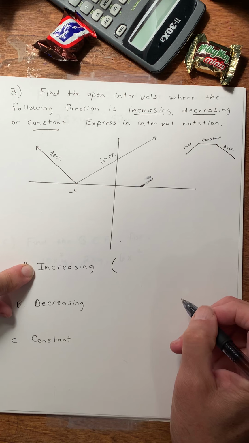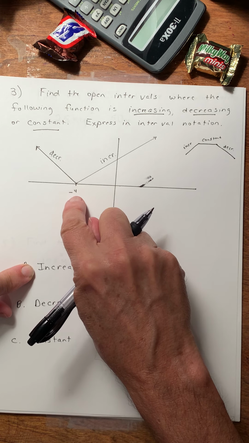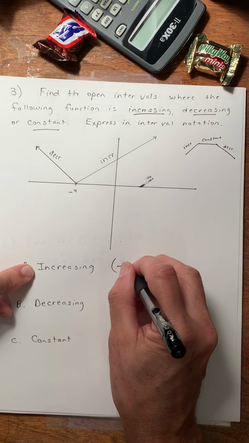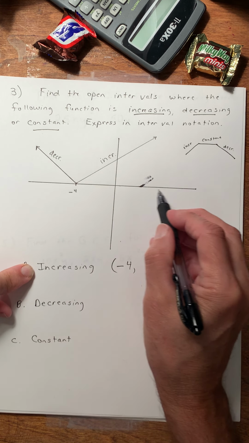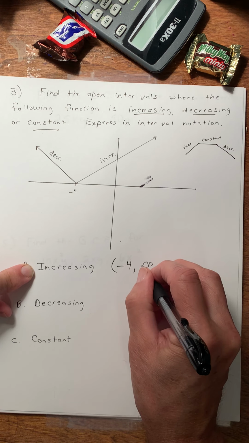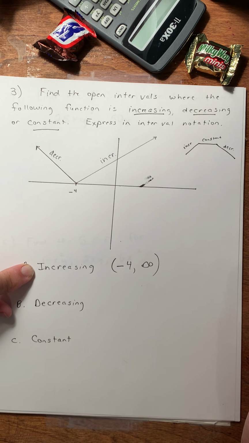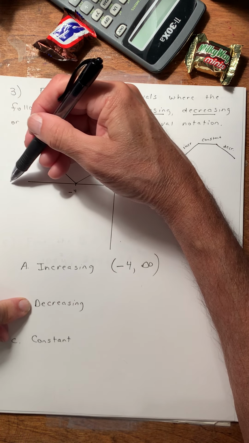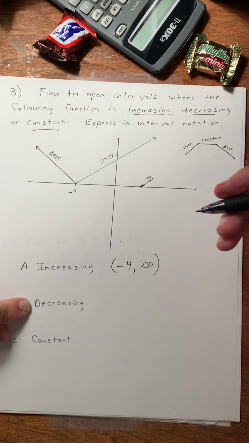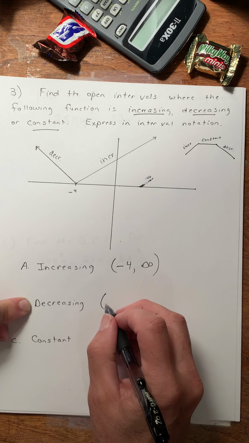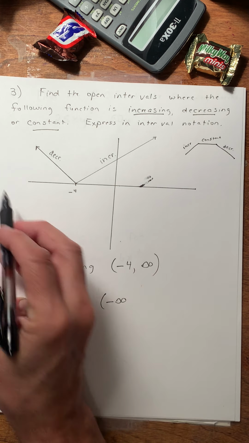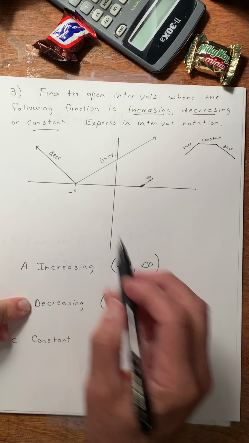So I'm going to use a parenthesis to show -4 is not part of this increasing interval. So from -4 all the way to infinity. And I always use parentheses with infinity symbols, right? All right, decreasing, that's this guy right here. It's from -infinity all the way to -4. Again, nothing but parentheses for infinity symbols. So from -infinity all the way to -4.